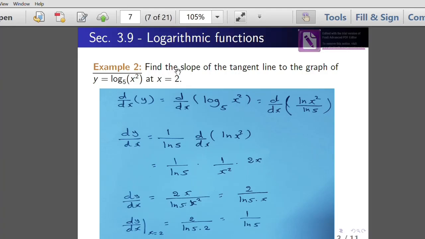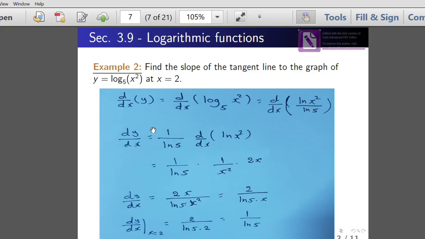Example 2: find the slope of the tangent line to the graph of y equals log of x squared to the base 5 at x equals 2. So here we need to use the second rule. So dy over dx: we'll add d over dx for both sides. dy over dx is equal to d over dx of log of x squared to the base 5. We can rewrite log of x squared to the base 5 as ln x squared over ln 5.